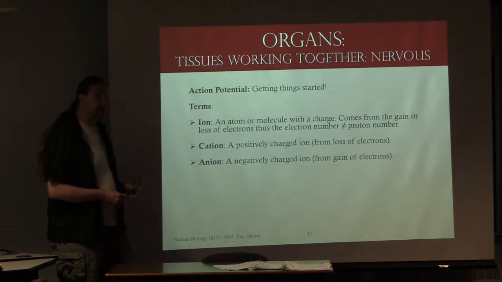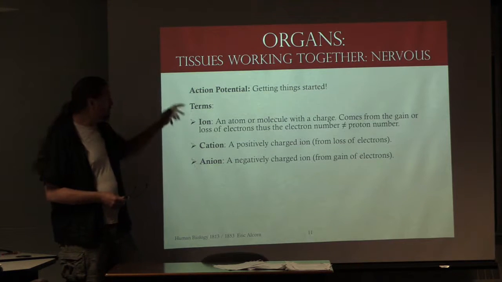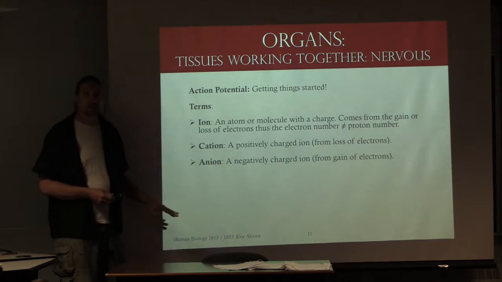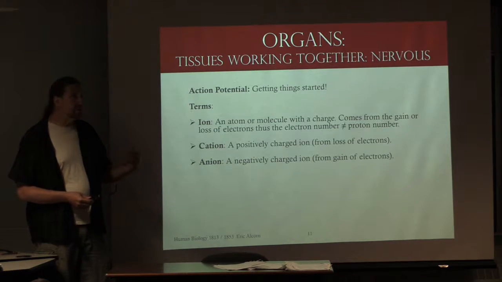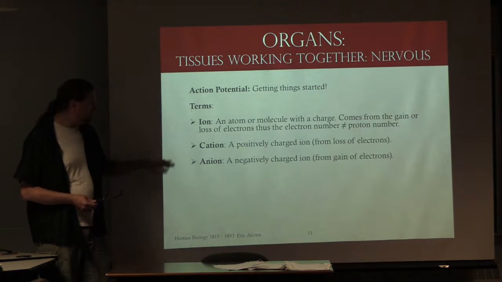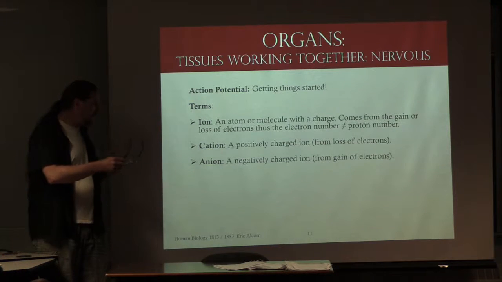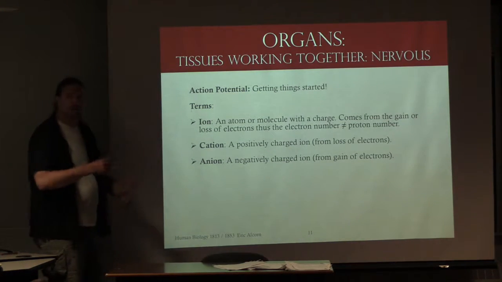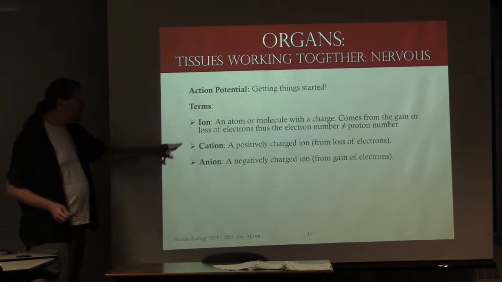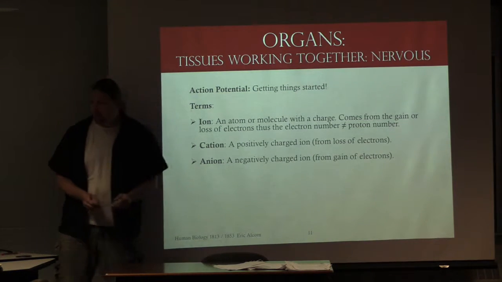An anion is negatively charged. I will be using these kind of interchangeably. Sometimes I'll just refer to a positively charged ion by its name, but if I say the cation crosses here, balancing the anions, then I want you to have that straight in your brain. So this is positively charged, negatively charged.